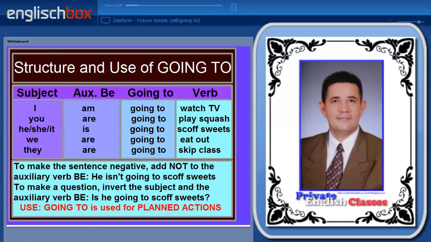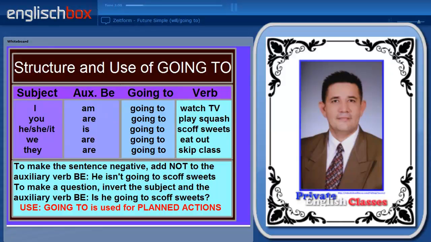We start with the subject, so I, you, he, she, it, we or they. And then we have the auxiliary verb to be. And then we have going to. And finally we have the main verb. So for example, I am going to watch TV. You are going to play squash, he is going to scoff sweets, we are going to eat out, and they are going to skip class.